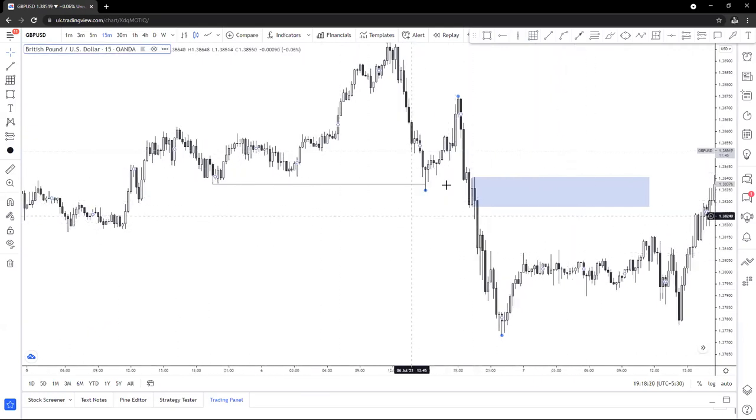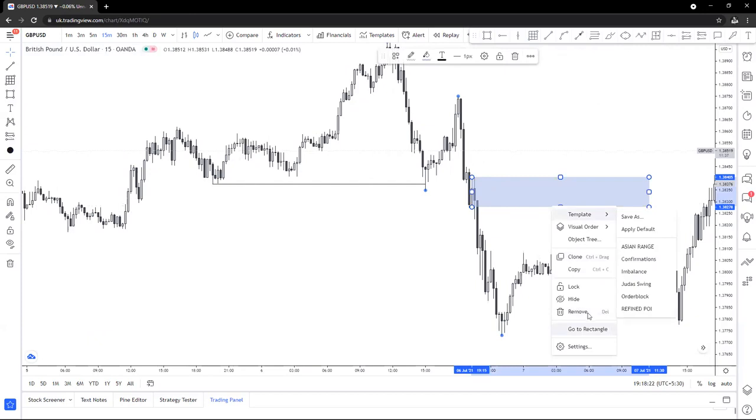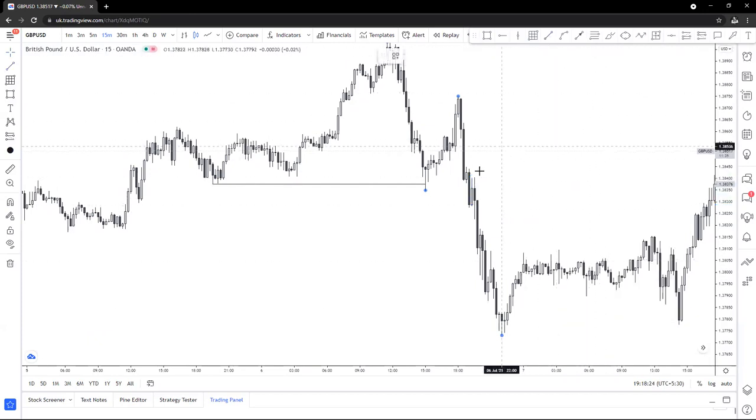I told you, we must identify the trap. So now we know that there is a pool of liquidity resting above this high, because smart money traders place their stop losses above this.